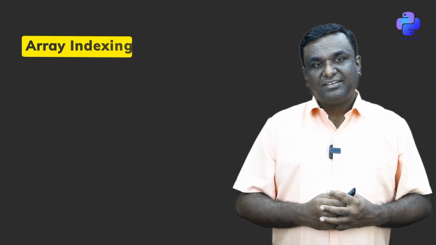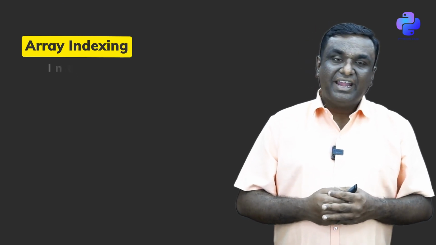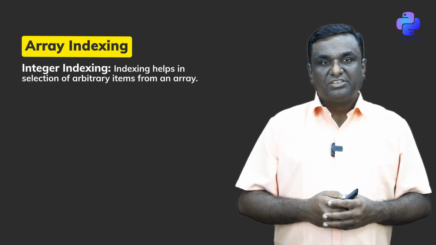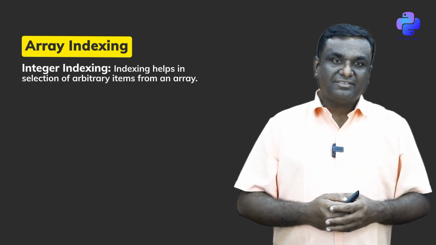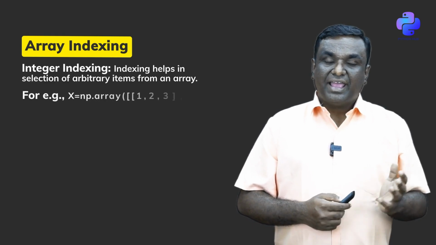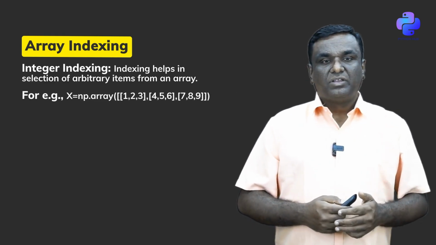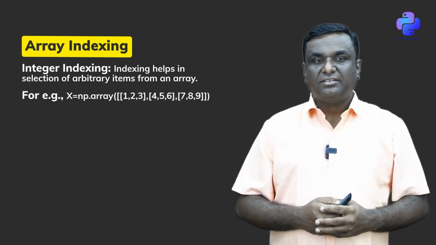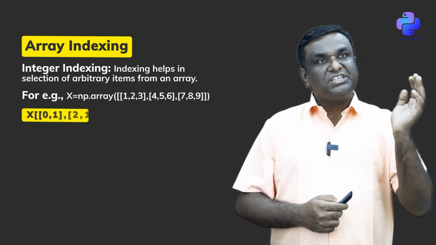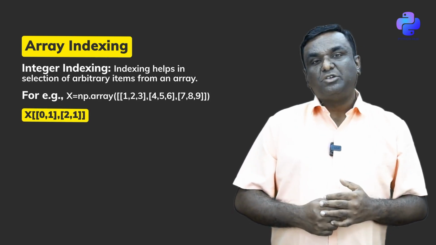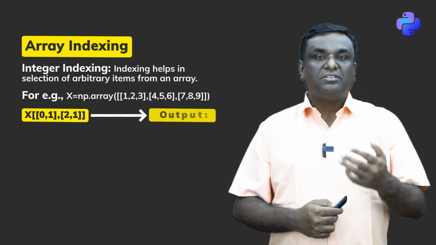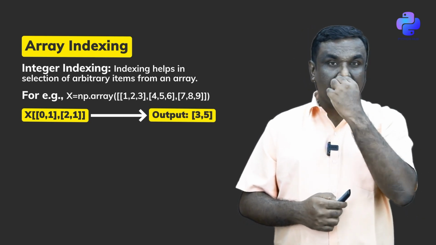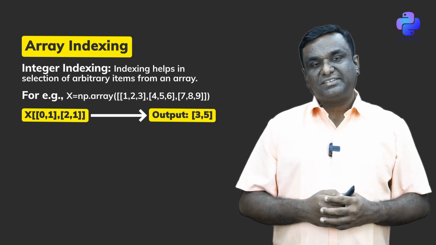Now indexing. What is indexing? Indexing helps in selection of arbitrary items from an array. This we call integer indexing. For example, x equal to np.array, where I have created 1, 2, 3, 4, 5, 6 and 7, 8, 9, a 3 by 3 array. I can use x[0, 1] and x[2, 1]. I can use it to check the output that will come out as 2, 8. So I am using indexing to retrieve the elements.